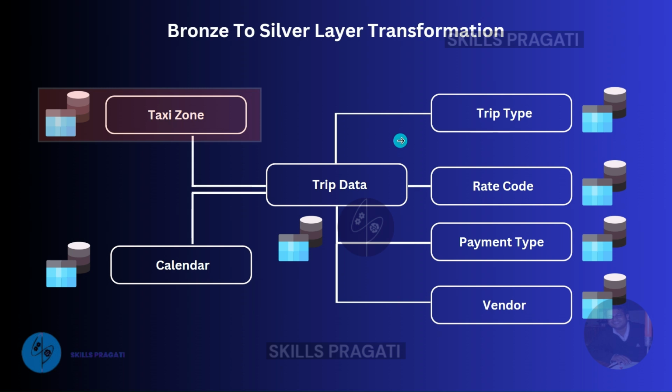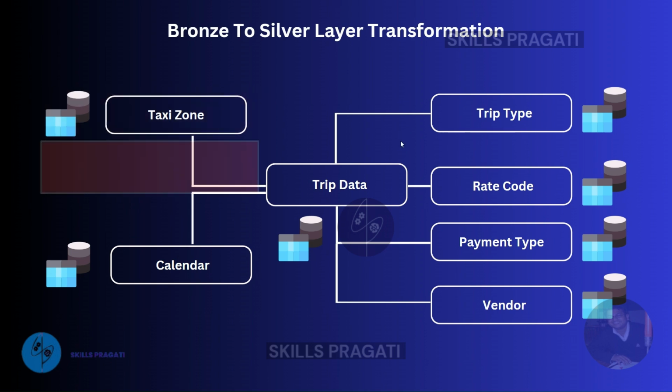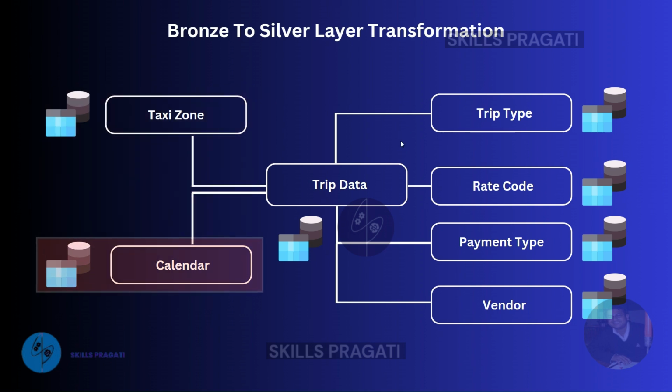Welcome back. Now that we've created the pipeline to transform the taxi zone file, let's look at processing the other files, and let's assume that we want to start with the calendar file. Calendar is similar to the taxi zone file. It's a CSV file that we need to transform to Parquet format.